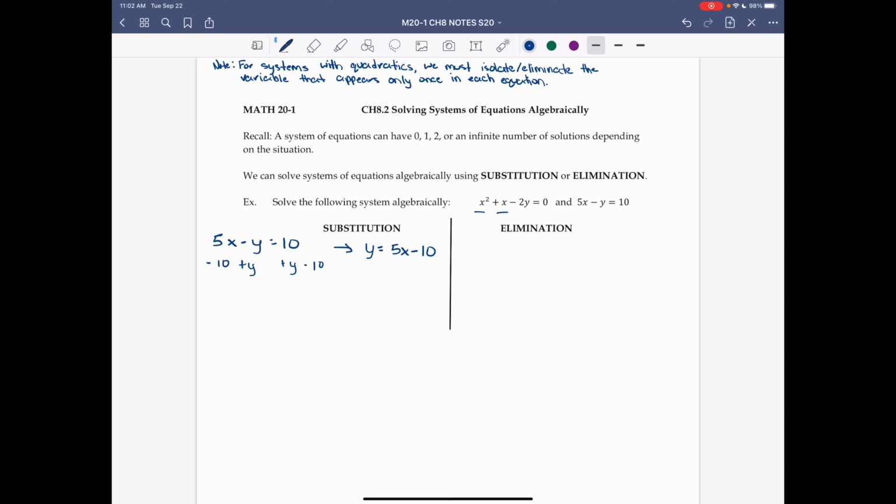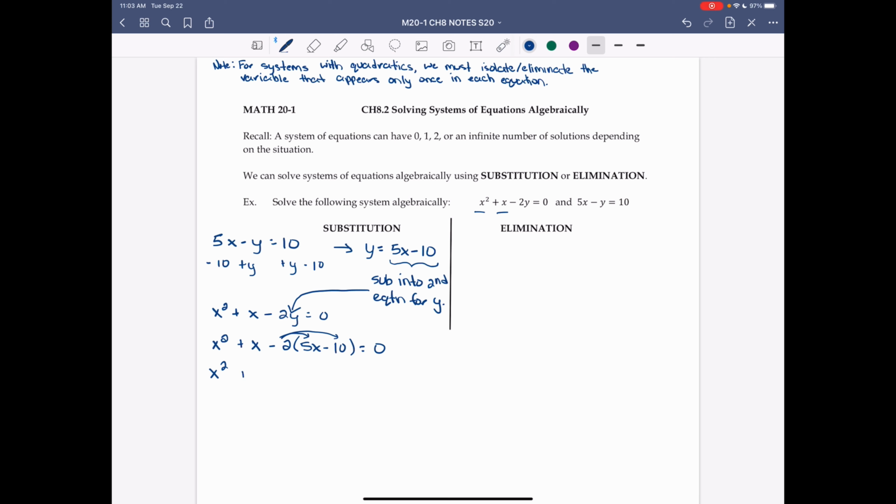Next step, after we've isolated the variable in one of the equations, is now this thing represents y, because it's y equals 5x minus 10. So we want to sub into the second equation for y. Our second equation is x squared plus x minus 2y equals 0. So I am subbing in right there where my y is. Then I get x squared plus x minus 2 times 5x minus 10. So I'm putting that in brackets because that negative 2 needs to be distributed in. Okay, negative 2 distributed into those brackets.